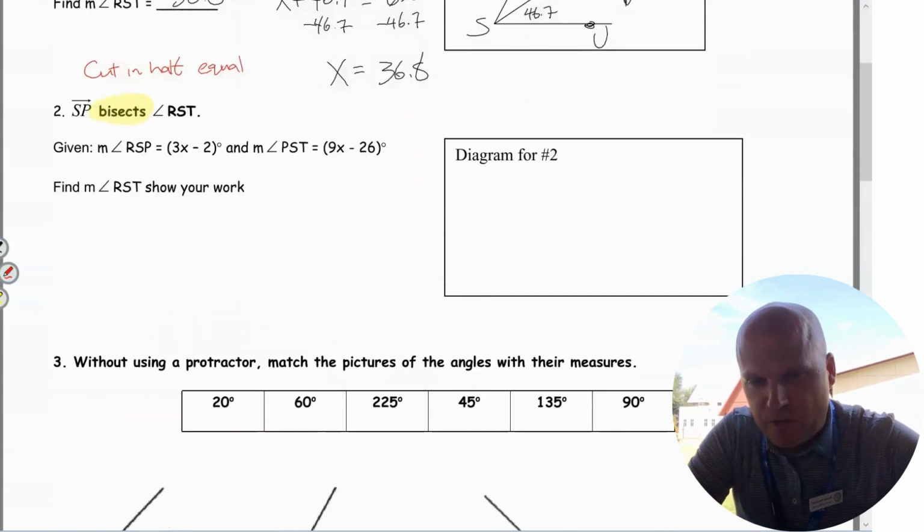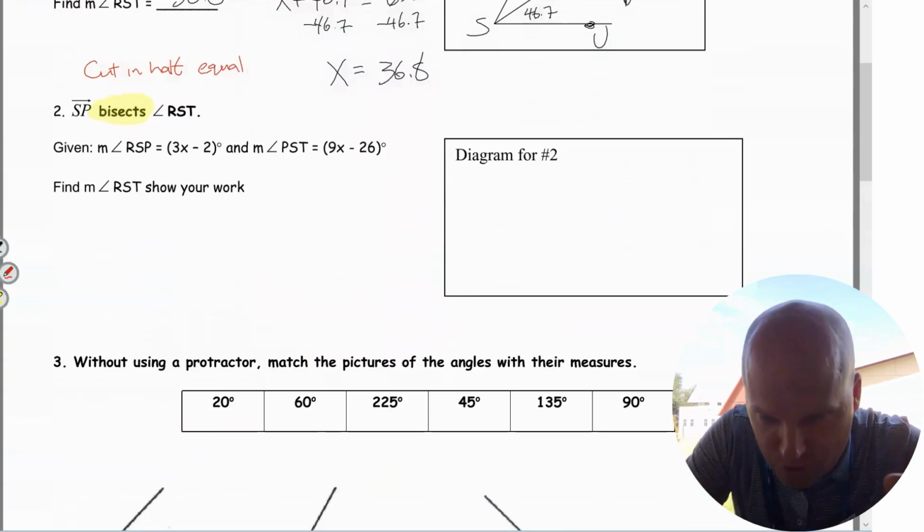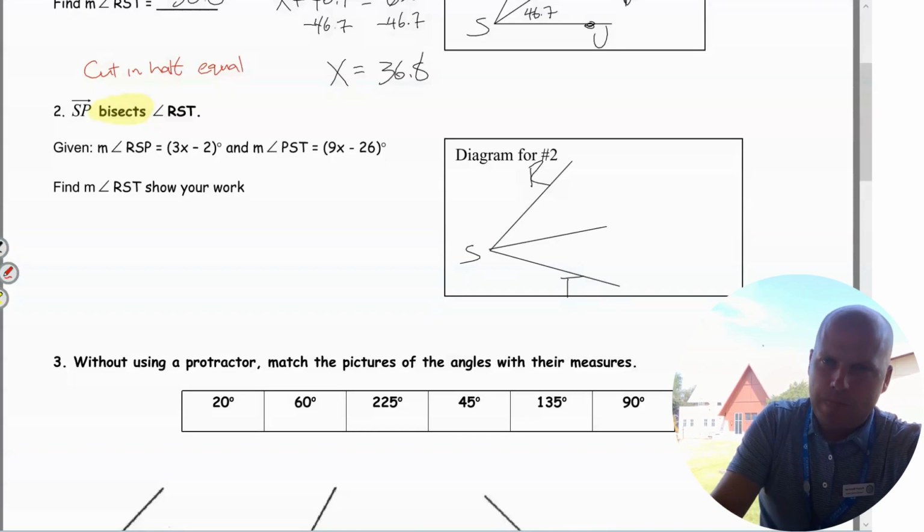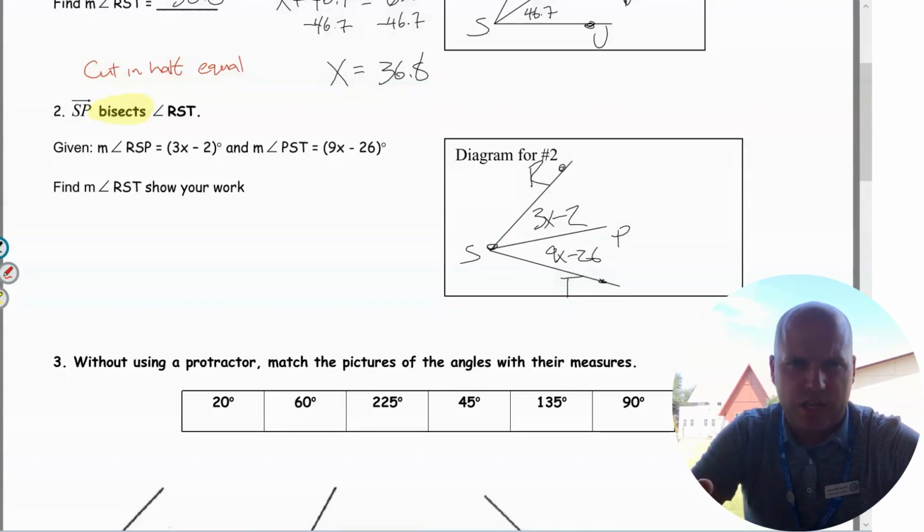Maybe for number one, you didn't have to set up the equation. You just knew to subtract the two numbers. But for number two, important: SP bisects angle RST. Here's angle RST. Here's SP. Bisects, cut in half equally. Angle RSP is 3x minus 2. Angle PST is 9x minus 26.